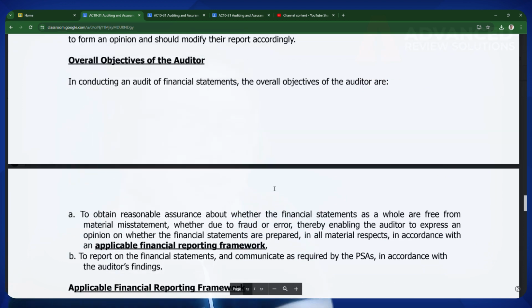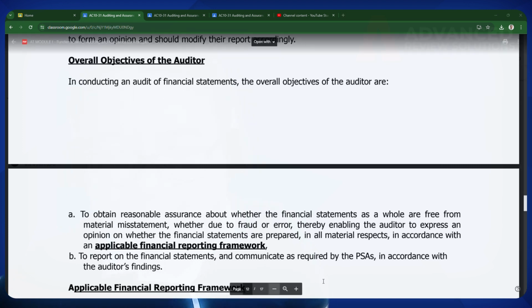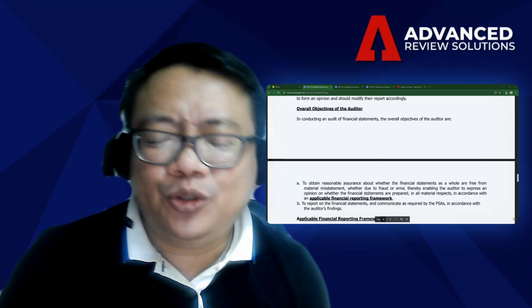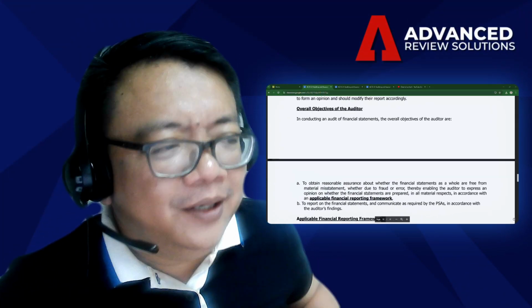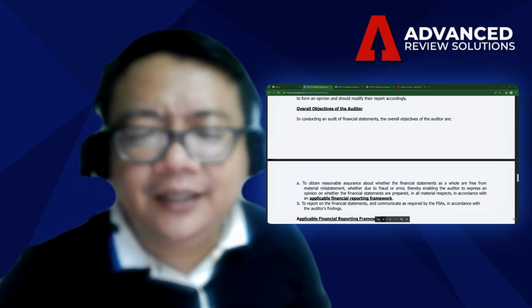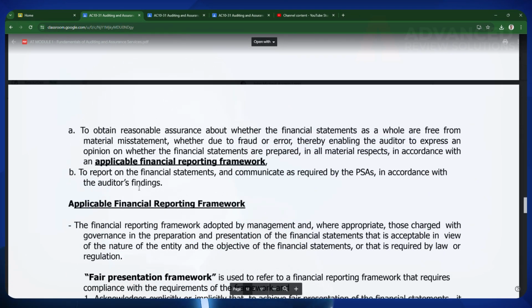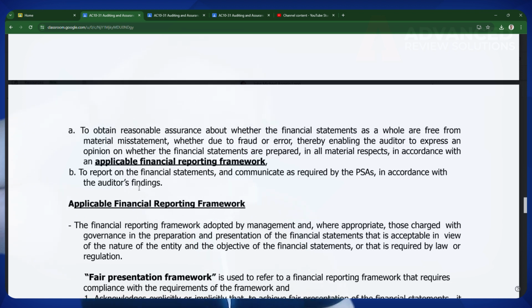Next one. Ano yung overall objective of the audit? Ba't tayo may audit? Honestly. Class, ba't tayo may audit? Why we have an audit? To check. Okay? To check. Pero we are not fault finder, ha? Okay. Anong ibig sabihin, class? So, ano gagawin mo, class? To obtain reasonable assurance whether the FS as a whole are free from material misstatement, whether due to fraud or error, thereby enabling the auditor to express an opinion.